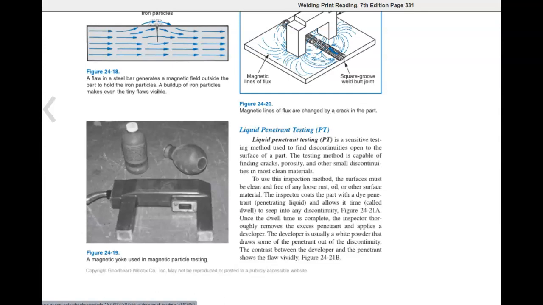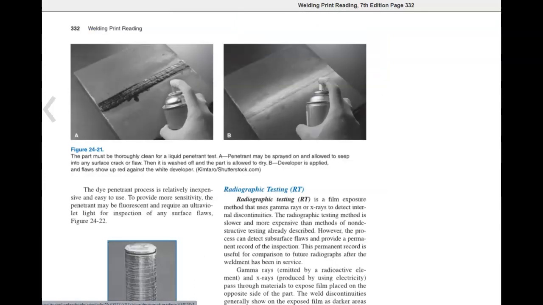Once the dwell time is complete, the inspector thoroughly removes the excess penetrant and applies a developer. The developer is usually a white powder that draws some of the penetrant out of its discontinuities. The contrast between the developer and the penetrant shows the flaw vividly. The dye penetrant process is relatively inexpensive and easy to use. To provide more sensitivity, the penetrant may be fluorescent or require an ultraviolet light for inspection of any surface flaws.